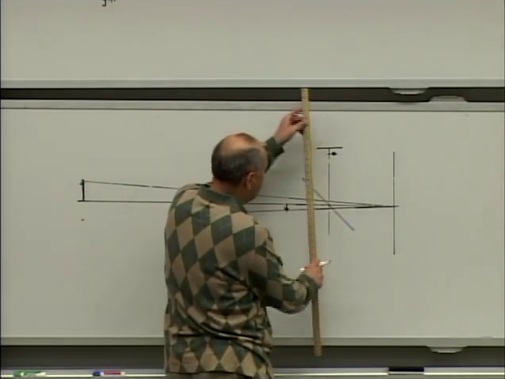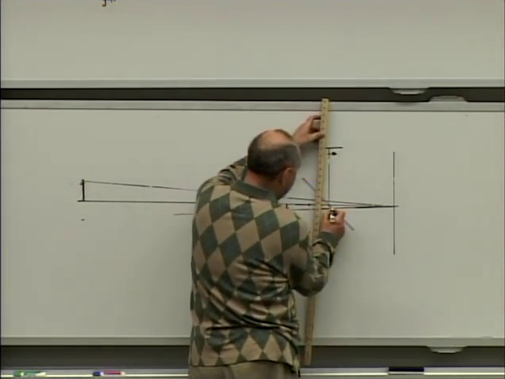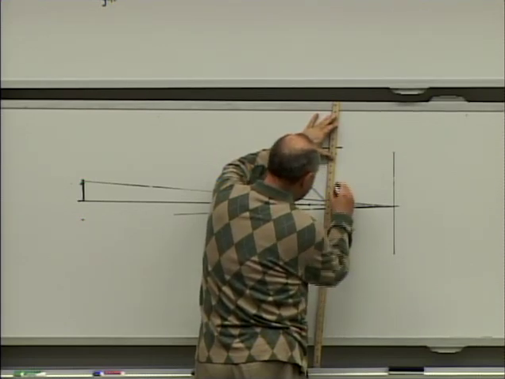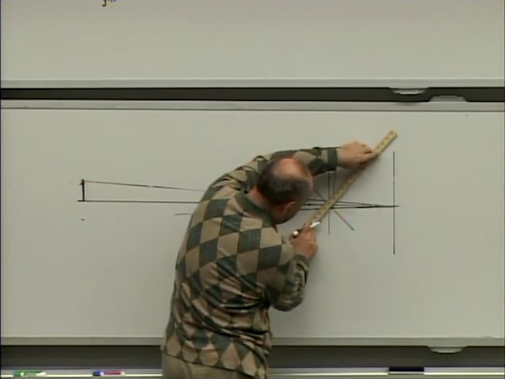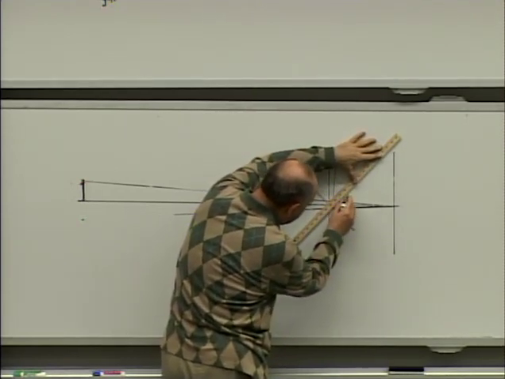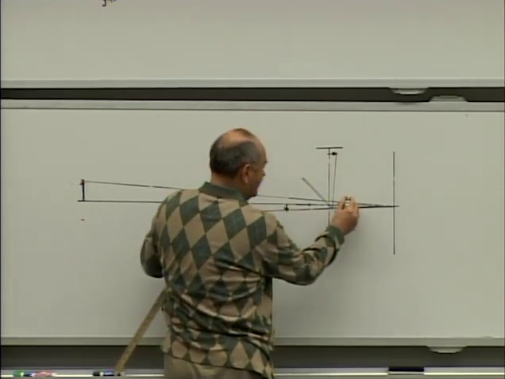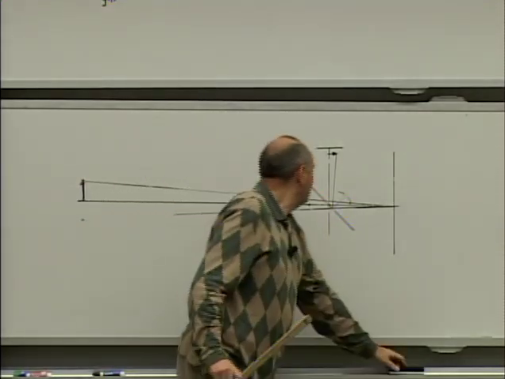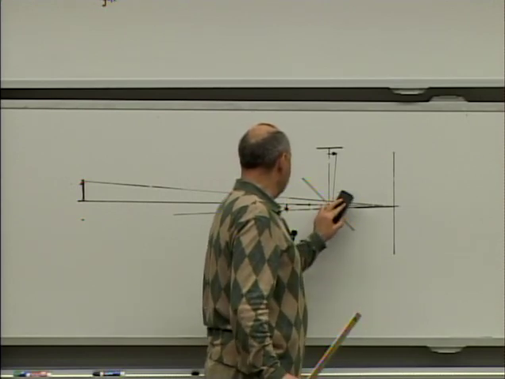I can actually trace a ray from here. This ray is going to be reflected that way. Now you can recognize that the angle of incidence is equal to the angle of reflection. All right.